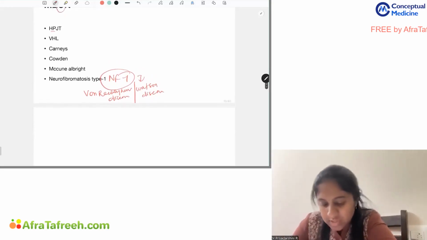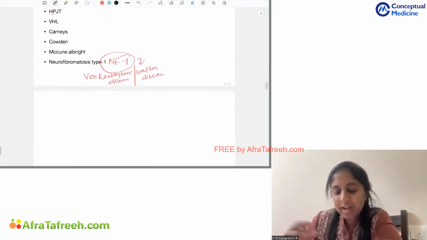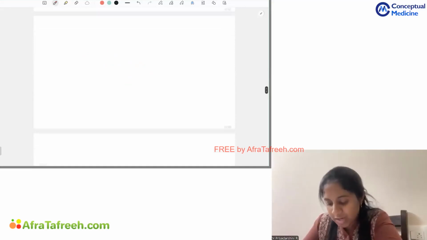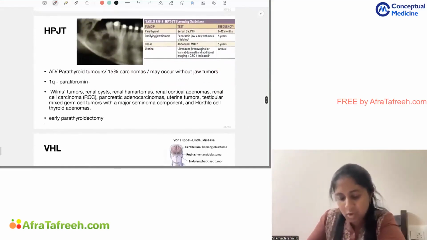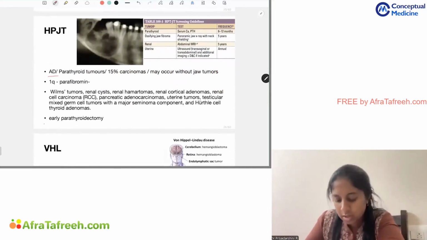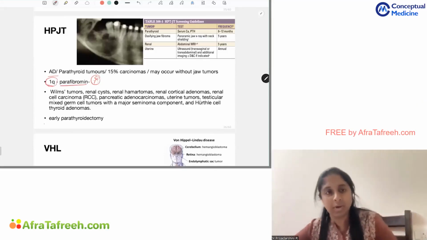Okay, so the first one is hyperparathyroidism-jaw tumor. The main issue here would be the parafibromin gene. So it's an autosomal dominant mutation. It's on chromosome 1q, and the main villain here would be the parafibromin gene.